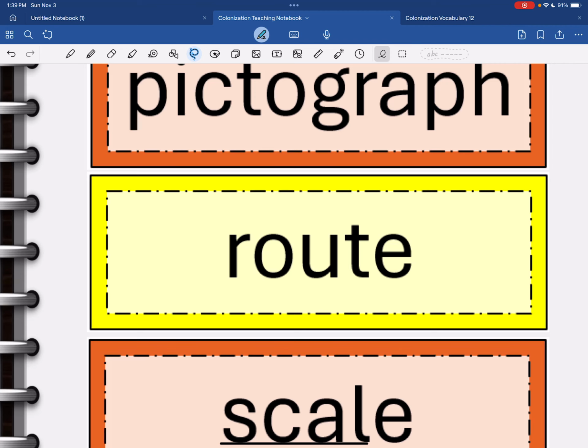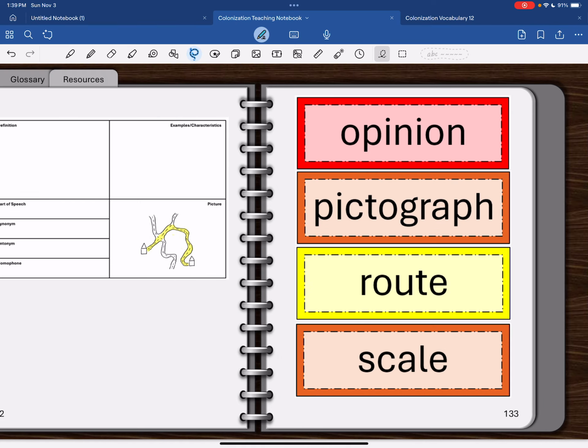Our word in this video is route or route. It can be pronounced either way, and we'll talk about each of those.